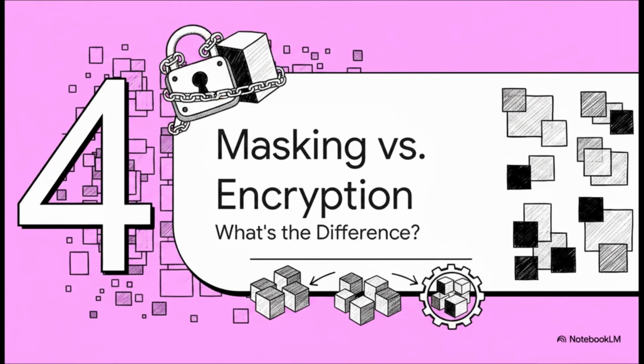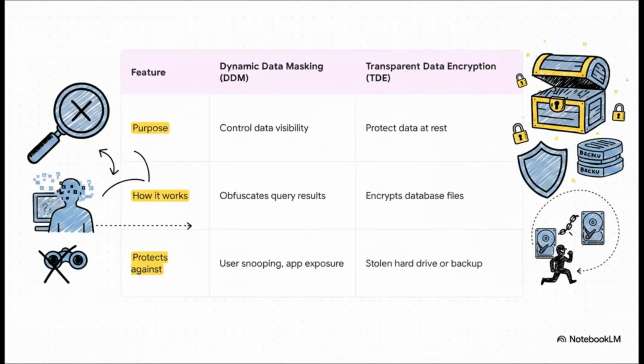Now, you might be thinking, hang on, isn't this just a fancy word for encryption? And that's a really common question. But the truth is, they're designed to do 2 fundamentally different jobs. Here's the simplest way to think about it. Encryption, like TDE, protects your data at rest. So if a thief breaks in and physically steals your server's hard drive, the data is just unreadable garbage to them. Masking, on the other hand, protects data that's in use. It's all about controlling what authorized, logged-in users are able to see in the first place.